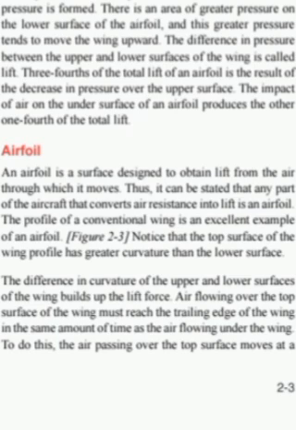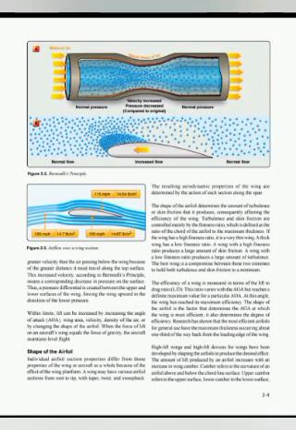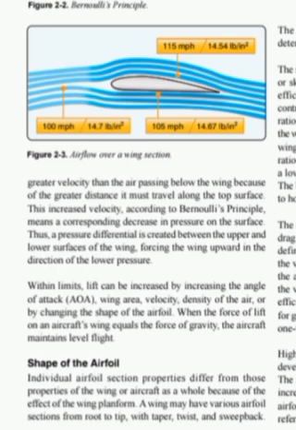Air flowing over the top surface of the wing must reach the trailing edge of the wing in the same amount of time as the air flowing under the wing. To do this, the air passing over the top surface moves at a greater velocity than the air passing below the wing, because of the greater distance it must travel along the top surface. This increased velocity, according to Bernoulli's principle, means a corresponding decrease in pressure on the surface. Thus, a pressure differential is created between the upper and lower surfaces of the wing, forcing the wing upward in the direction of lower pressure.